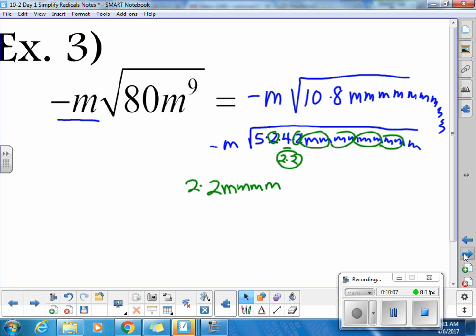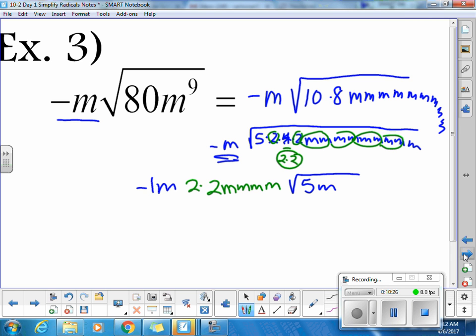And then we still have this negative m from here. So let's see. I have everything circled out. This 4 I simplified. So what do I have left in? A 5, which I can't do anything with, and an m. So now let's clean up what we have on the outside.